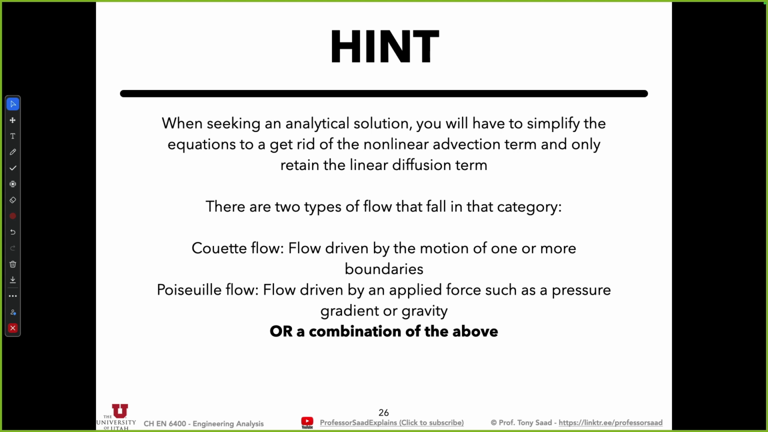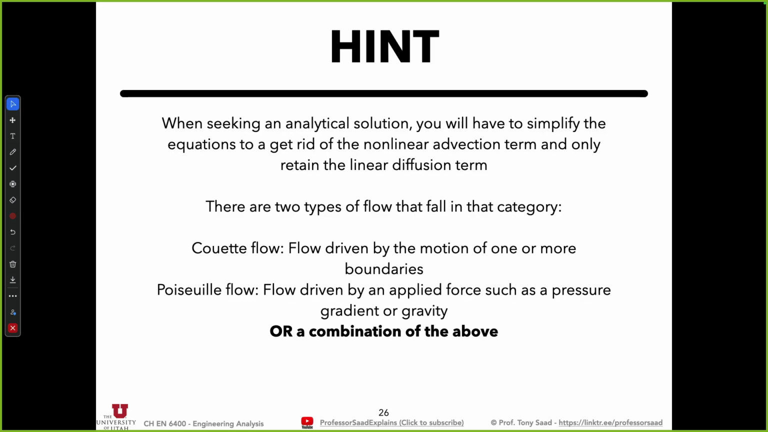If the pressure gradient and gravity are not zero, we're going to call that a Poiseuille type problem. So the classic flow in a pipe with a constant pressure gradient, or being driven by gravity, is going to be a Poiseuille type flow problem. And it's going to result in a parabolic profile because the right-hand side of the diffusion equation that we simplify to is not zero.